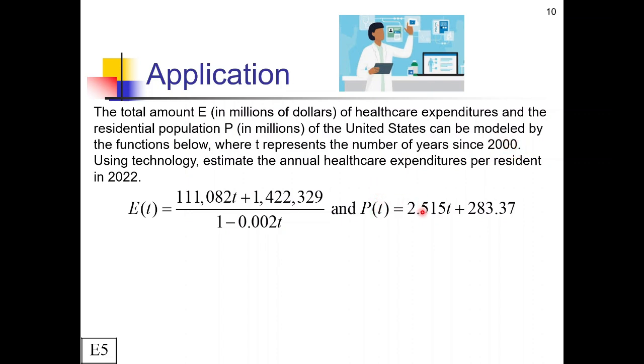And this P function is not rational. It's not irrational. It's just a normal linear equation, which is kind of nice. What we want to know is, using technology, we want to estimate the annual healthcare expenditures per resident in 2022. So we've got E gives us the total expenditures. P gives us the number of people. So in a moment, you're going to pause the video and see if you can figure out how much money it costs per person, which is probably going to involve a little bit of division.